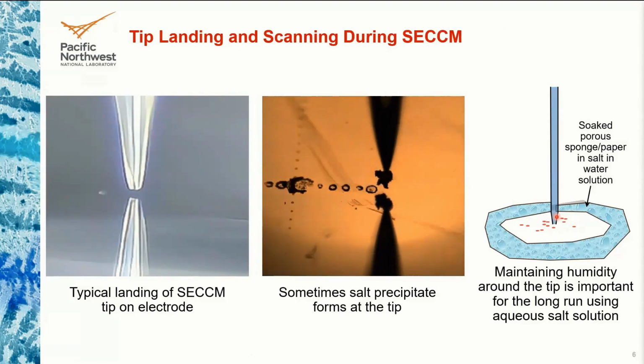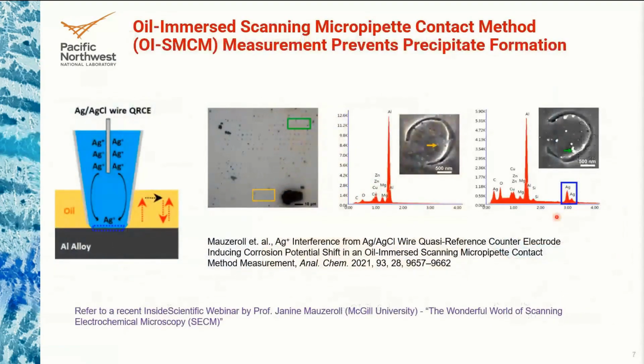There are other methods recently coined by Professor Janine Mauzeroll from McGill University, where the professor used a thin oil layer on the surface and landed the SECM tip on it. Because of this, the oil layer prevents the evaporation of the electrolyte layer, so you could avoid salt precipitate formation. It's a very excellent alternative method to control the salt precipitation when you scan over the entire surface.